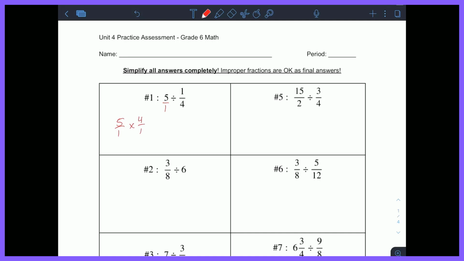There's nothing in this problem that would simplify, so the answer is simply multiplying top times top, which makes 20, bottom times bottom, which makes 1. 20 over 1, of course, is 20. The final answer is 20.